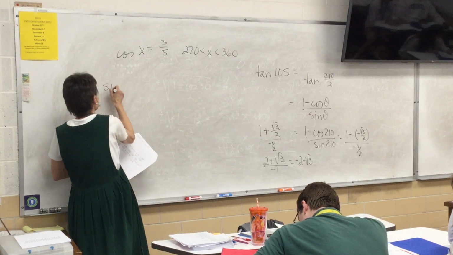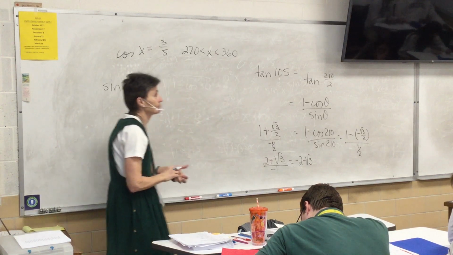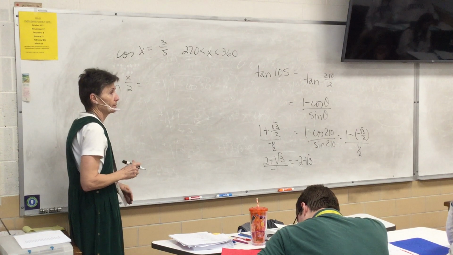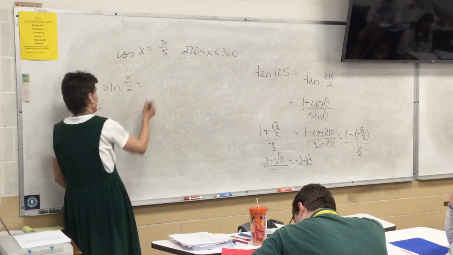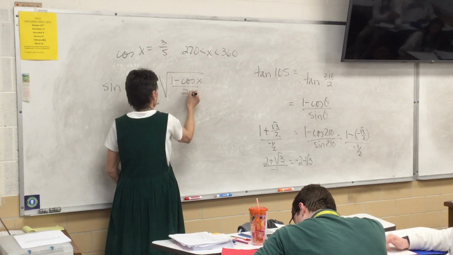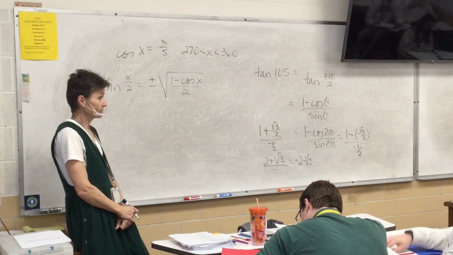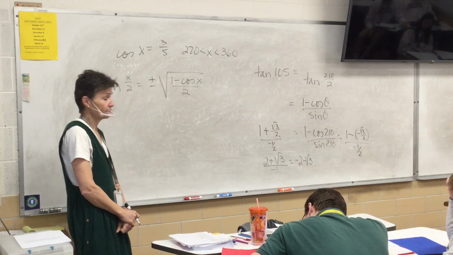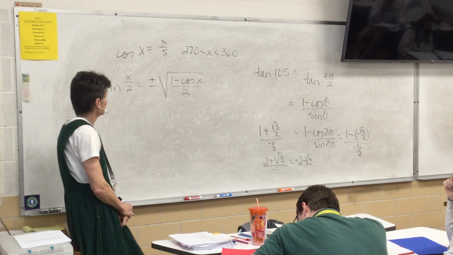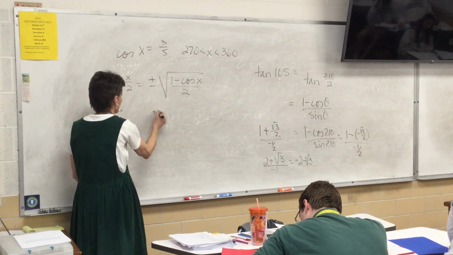Here we go, we're gonna find the sine of x over 2. Our formula says plus or minus the square root of (1 minus cosine) over 2. That's our formula right off your sheet. You've probably never seen these until today, so just get it off the sheet. They told me the cosine is 3/5, so can I just plug that in?